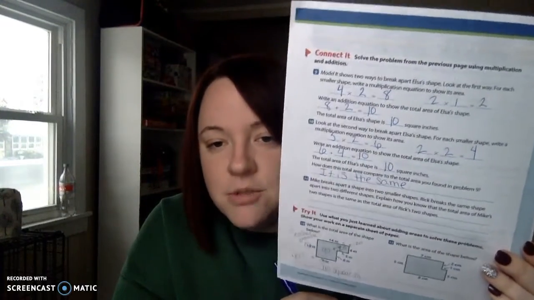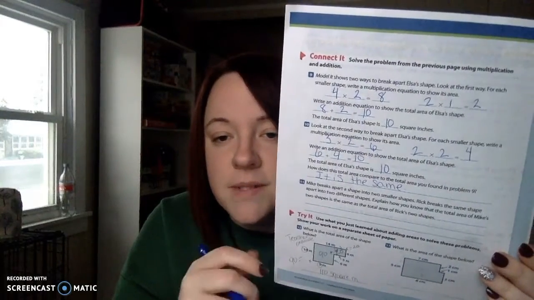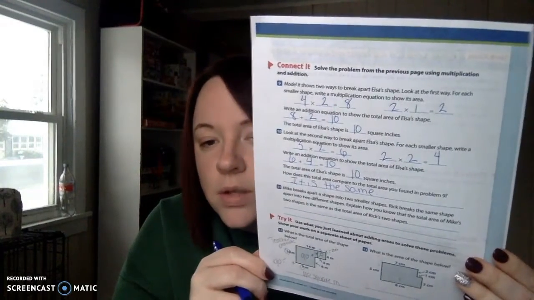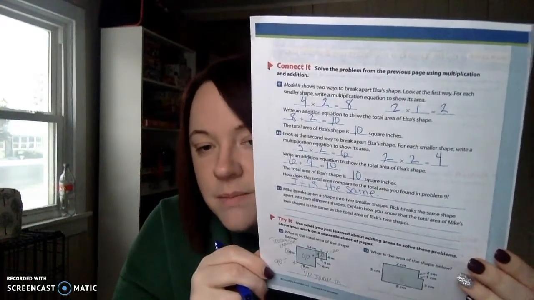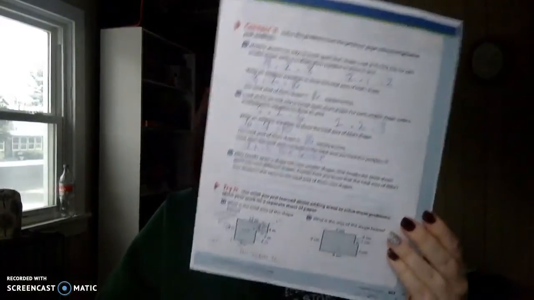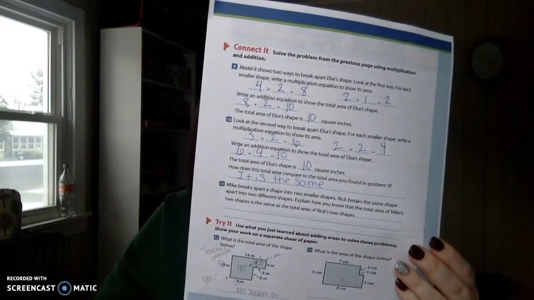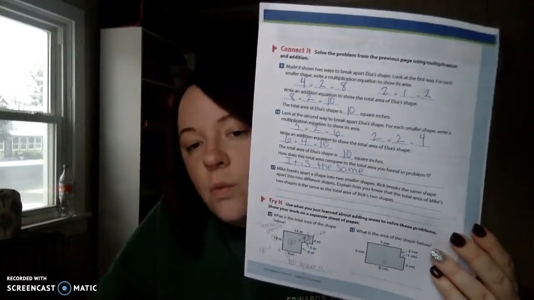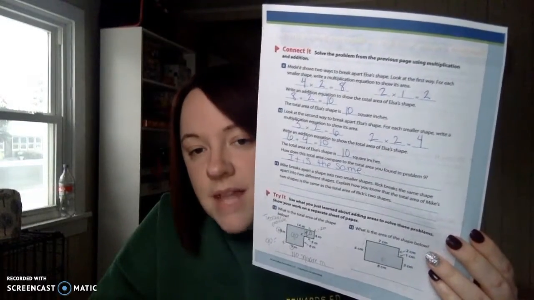Number 11, Mike breaks apart a shape into 2 smaller shapes. Rick breaks the same shape apart into 2 different shapes. Explain how you know that the total area of Mike's 2 shapes is the same as the total area of Rick's 2 shapes. Well, we know this because the boys each start with what? They start with the same shape.